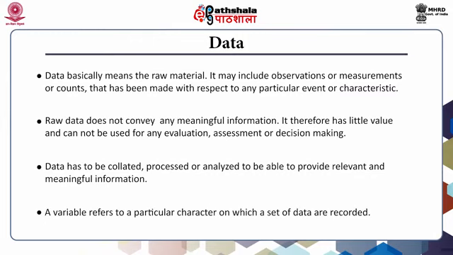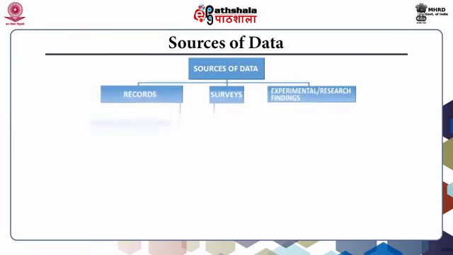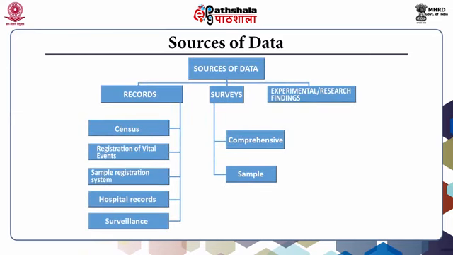A variable refers to a particular character on which a set of data are recorded. Sources of data can be records, surveys, experimental or research findings. Records again can be census based, registration of vital events based, sample registration system or derived from hospital records or surveillance data. Surveys on the other hand can be comprehensive or simple.